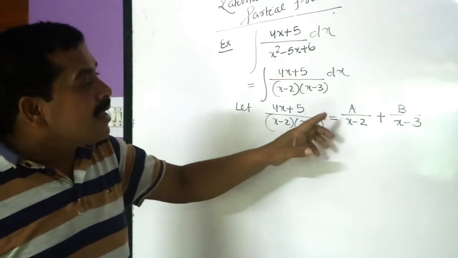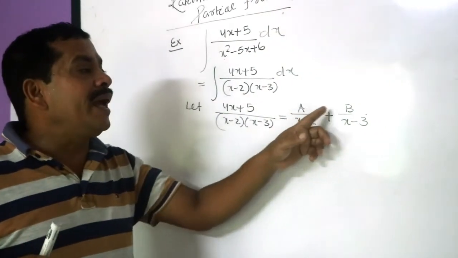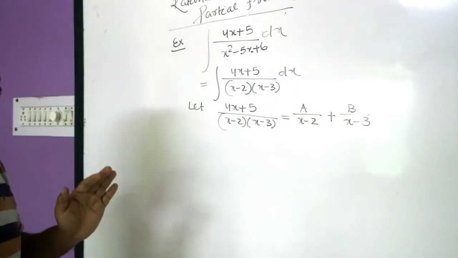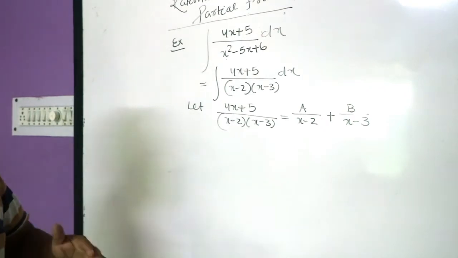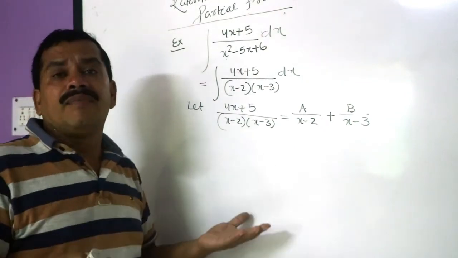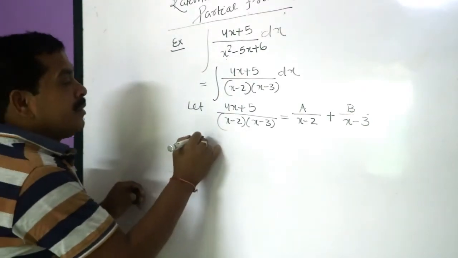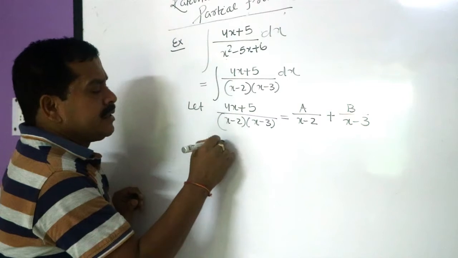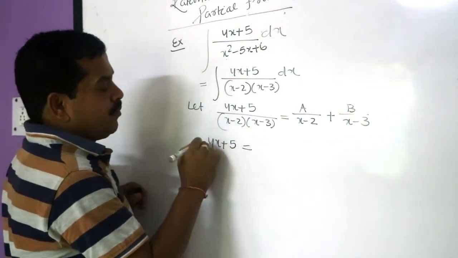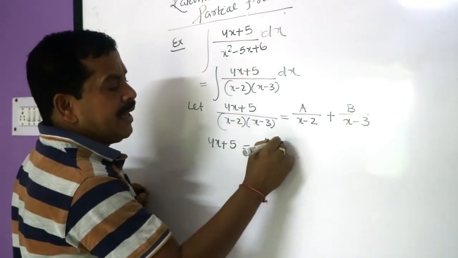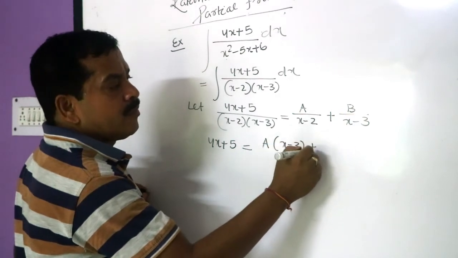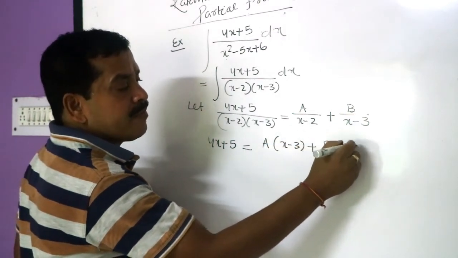So next, our aim is to find the values of A and B. How can we find the values of A and B? There are different methods to find them. Take LCM on both sides: 4x + 5 equals A(x - 3) + B(x - 2).